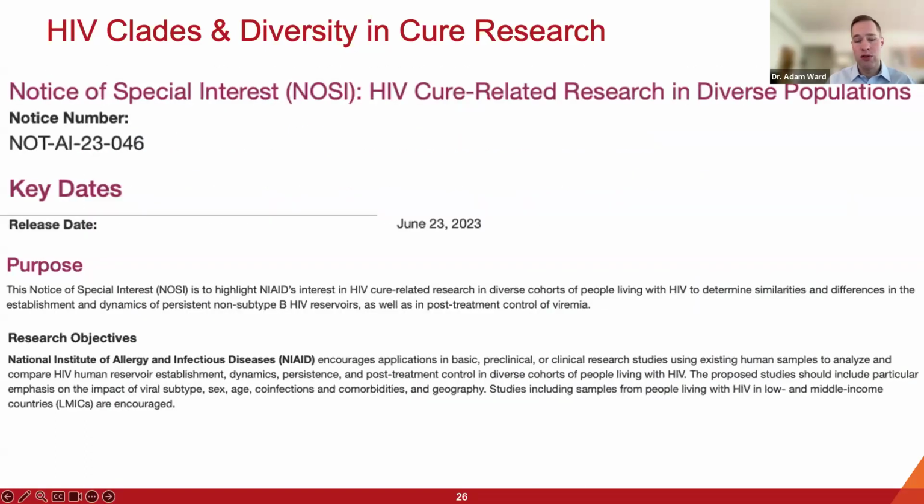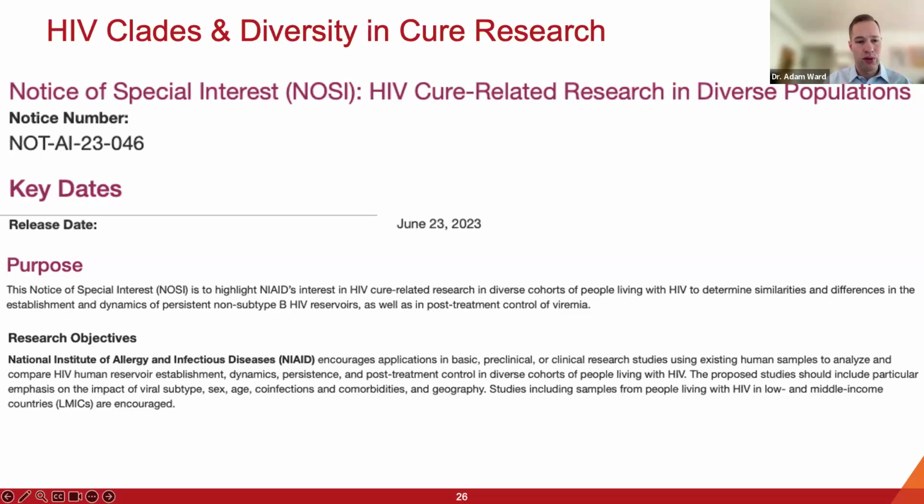Okay, so when talking about cure-related research in diverse populations, there's this Notice of Special Interest, or NOSI, out by the NIH. So what is a NOSI? This is where the NIH expresses interest in funding specific areas of research. And the purpose of this particular Notice of Special Interest is to highlight the NIH's interest in HIV cure-related research in diverse cohorts of people living with HIV to determine similarities and differences in the establishment, as well as dynamics of persistent non-subtype B HIV reservoirs, as well as in post-treatment control of viremia in people living with non-subtype B.